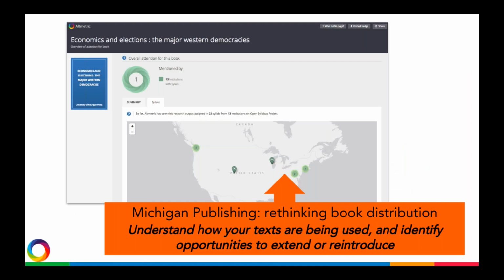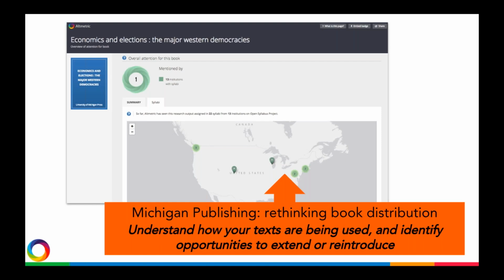Michigan Publishing, who we've worked fairly extensively with, had a really interesting use case with the data around many of their books. So I mentioned earlier that one of the sources that we track is the Open Syllabus data, and this shows you where a book is featured on institutional reading lists around the world.